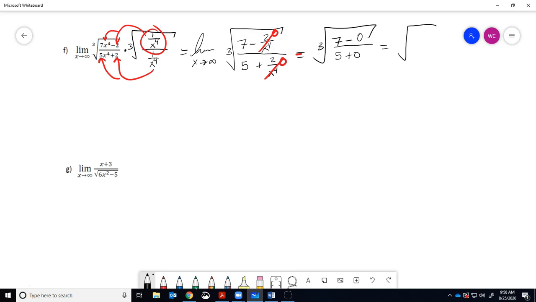So the answer here is the cube root of 7 over 5. Could you have gotten that from the beginning? Yeah. The rules do work for the cube roots, but I expect you to show your work on your exam. Show me that you can take the limit.